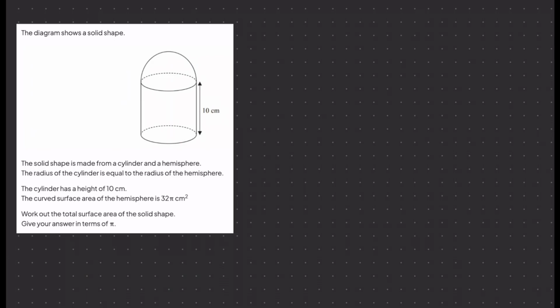The first one is going to be the outer surface of this hemisphere on top. The second one is going to be the curved surface area of the cylinder. And the last one is going to be the bottom circular face. So well done if you spotted all three of those faces. In fact, we've already been told the curved surface area of the hemisphere is 32 pi centimeters squared. However, we've not got information about this bottom circle. So let's focus on that first.